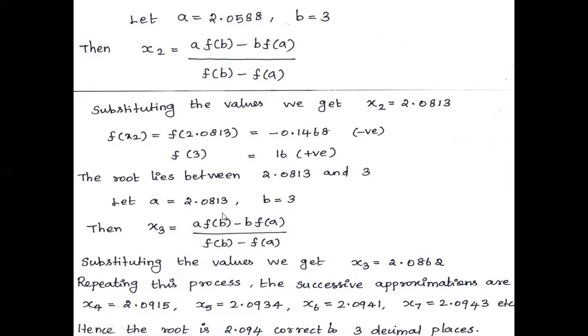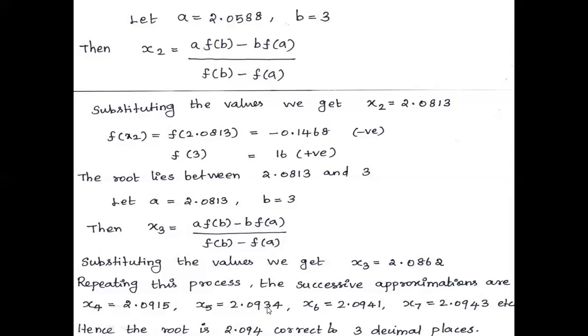So x3 becomes a into f of b minus b into f of a divided by f of b minus f of a. After substituting, we get the value x3 is equal to 0.862. So we have to repeat the same process. Repeating this process, we need to calculate f of x3 depending on whether it is positive or negative. We need to choose the interval. Then substituting again in the formula, we will get x4 is 2.095915.